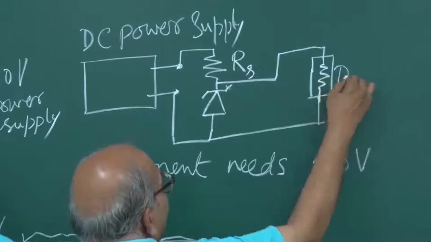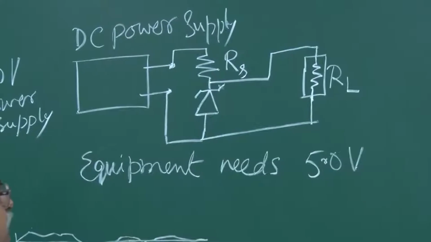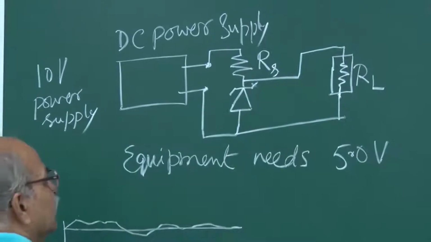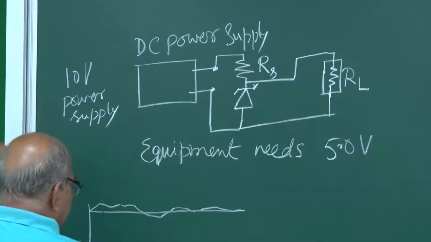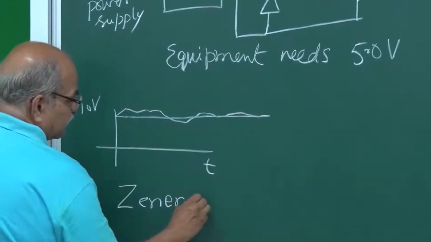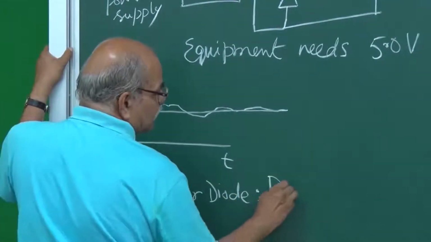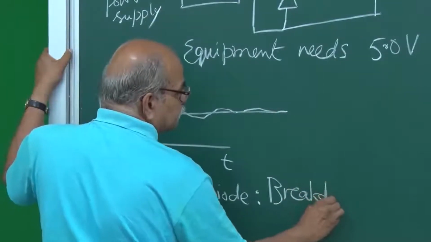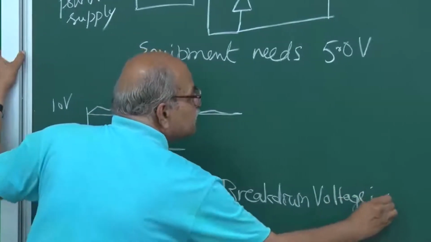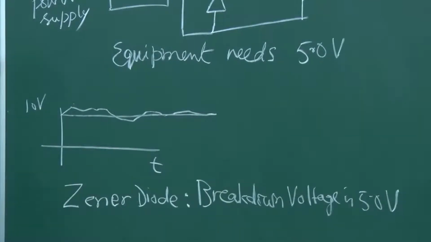So let me call this RL, load resistance. Suppose this is just a load resistance. Whatever equipment is here is equivalent to a resistance. And this Zener diode which I am using, the specification is that the breakdown voltage is 5.0 volts. And there is one more specification which is very important.